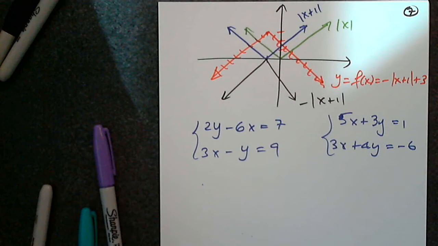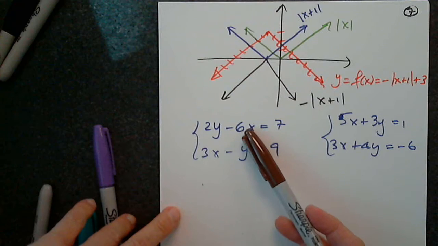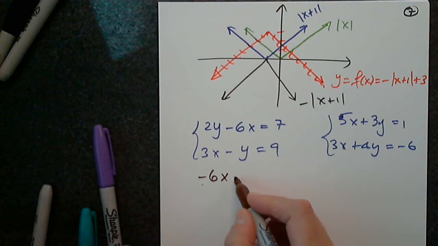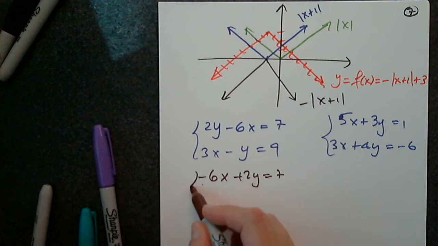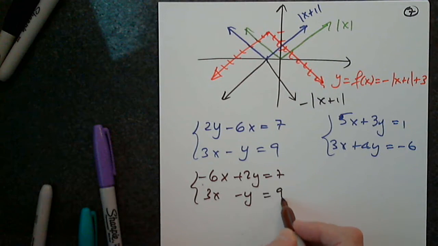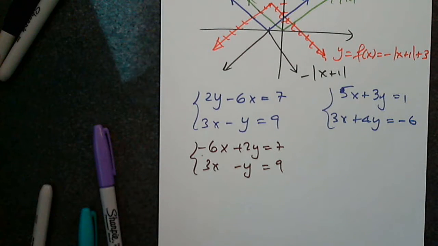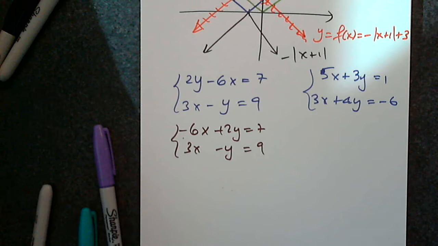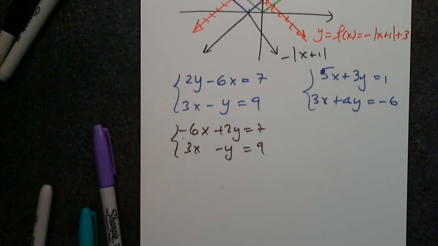Let's take a look. First of all, I realize that I don't like it the way it is presented, right? I have to rearrange as negative 6x plus 2y equals 7 and 3x minus y equals 9. And now it's your decision. You want to use elimination, you want to use substitution. In this particular case, we can do either one. I prefer elimination because it's easier for me.